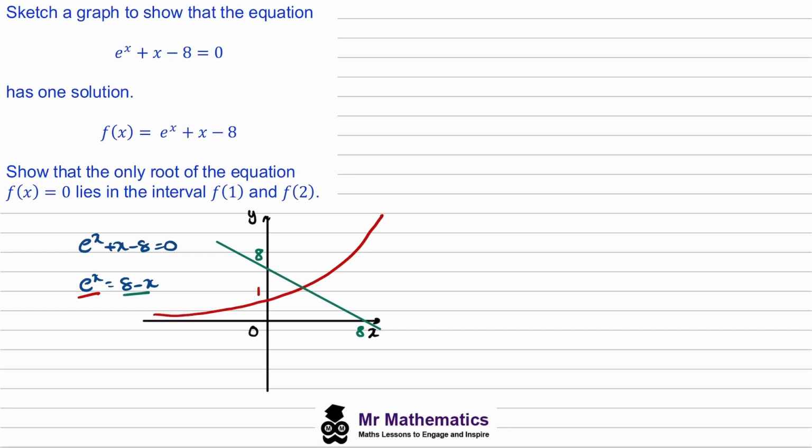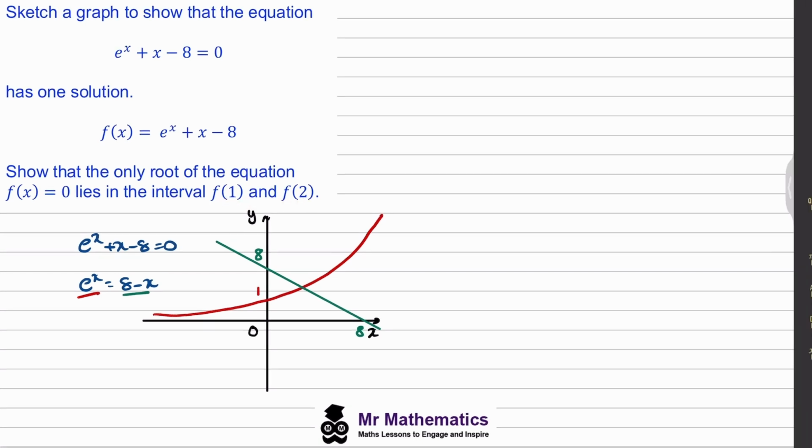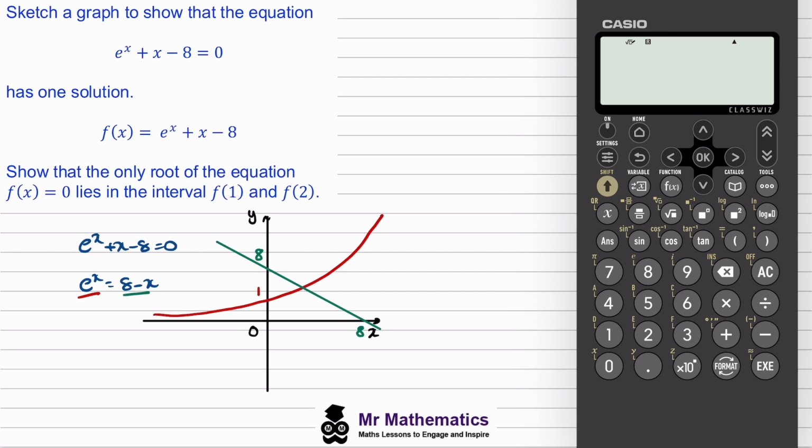And we've been asked to show that the only root of the equation lies within the interval of x equals 1 and x equals 2. And I want to show you how to do this on a calculator. So we'll go to our calculators and we're going to create a table. So we'll press mode or home and we'll go down to table. Now we're going to enter in this equation.